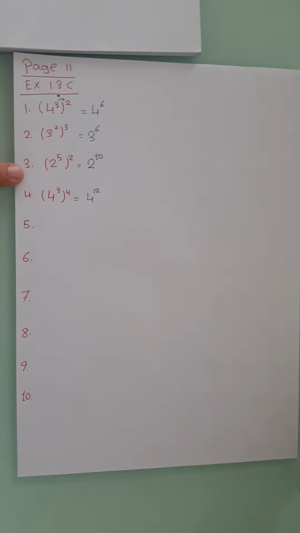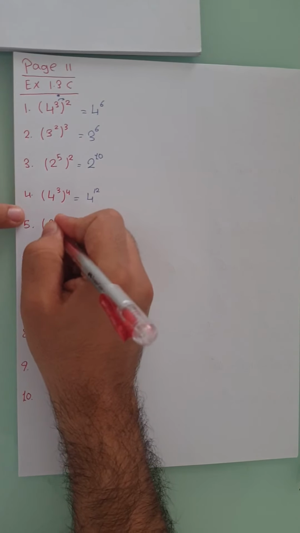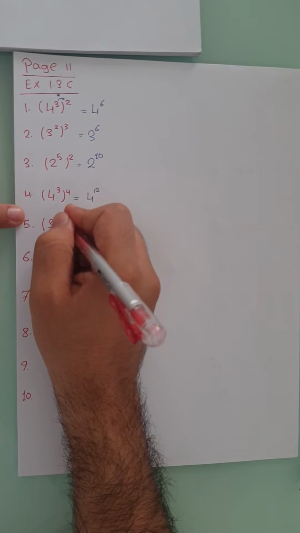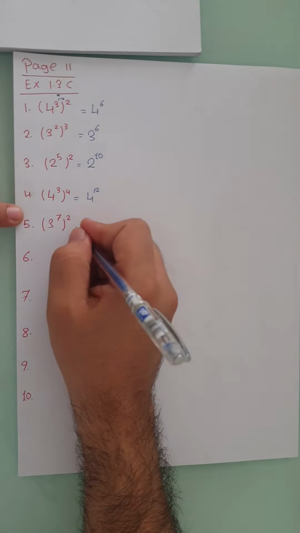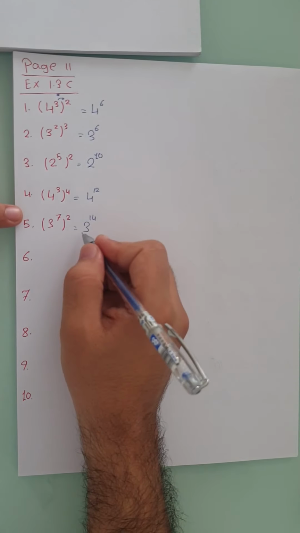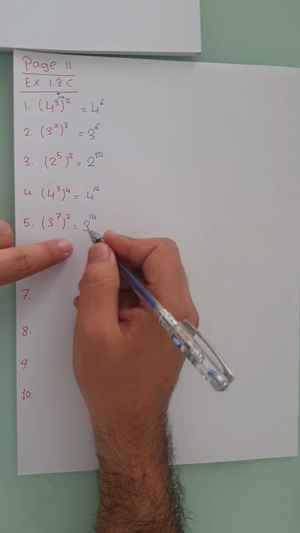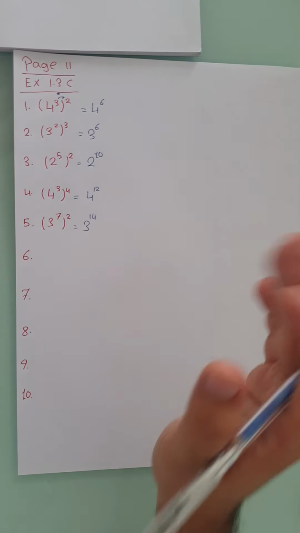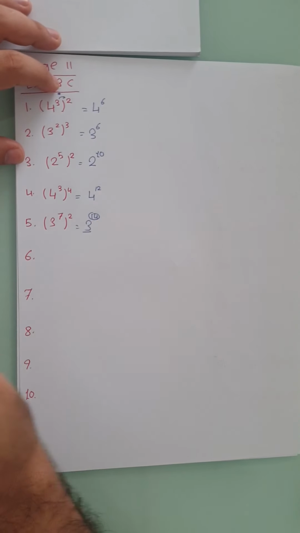Okay. Now, question number 5. 3 to the power of 7, all to the power of 2. 2 times 7, how much? 14. So 3 to the power of 14. Don't forget and write 14 here instead of 3, like you make the power as the base and base as the power. Always write it properly. This one should be smaller. This one should be bigger.